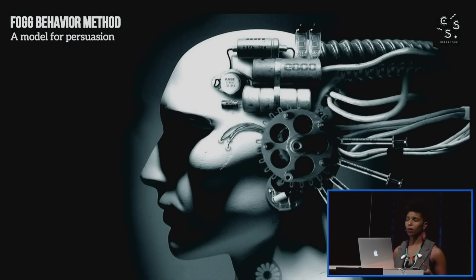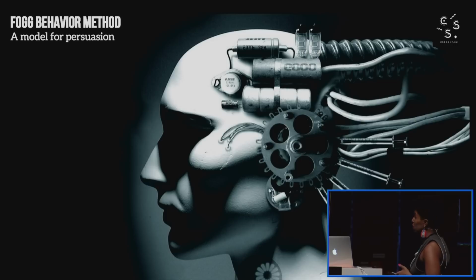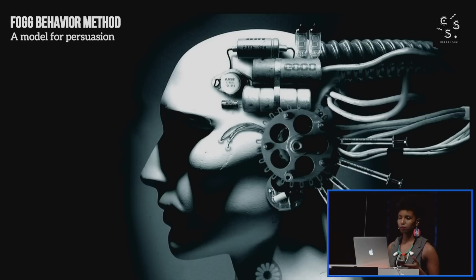And how do we go about understanding what a behavior is? So before we get into that, we're going to look at Dr. Fogg's behavior method, which is a model for developing persuasive technology. And Dr. Fogg leads the persuasive tech lab at Stanford University. And in the 90s, his big thing was that he published a paper that said, you know what? Computers might actually be able to alter and change what we do. And that was kind of mind-blowing for people.